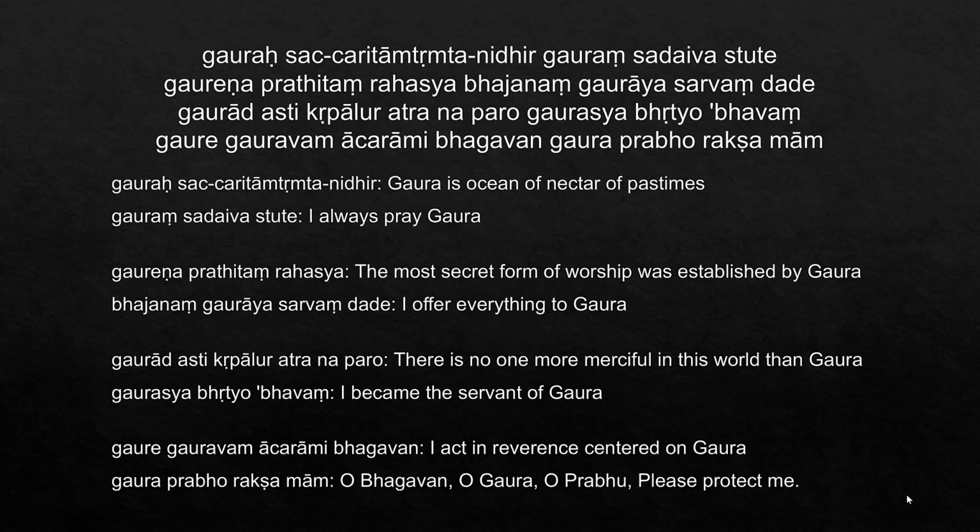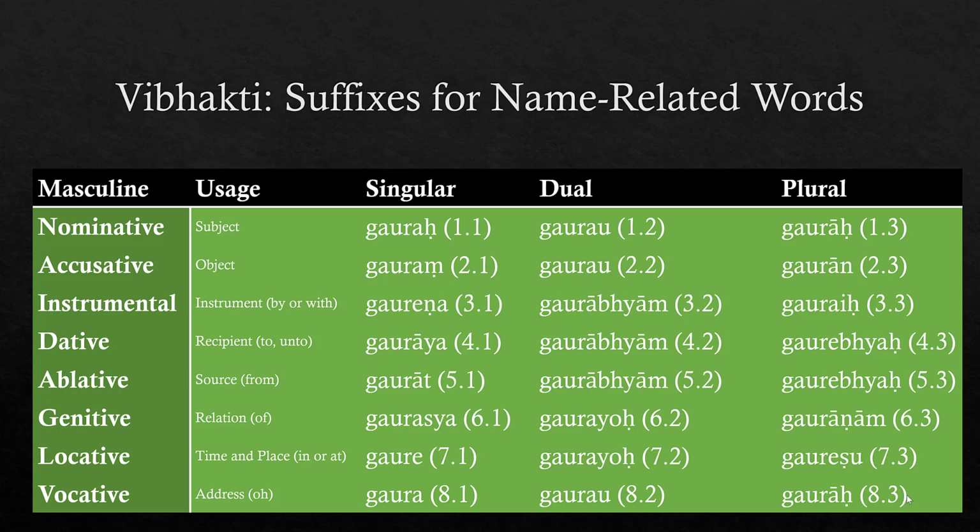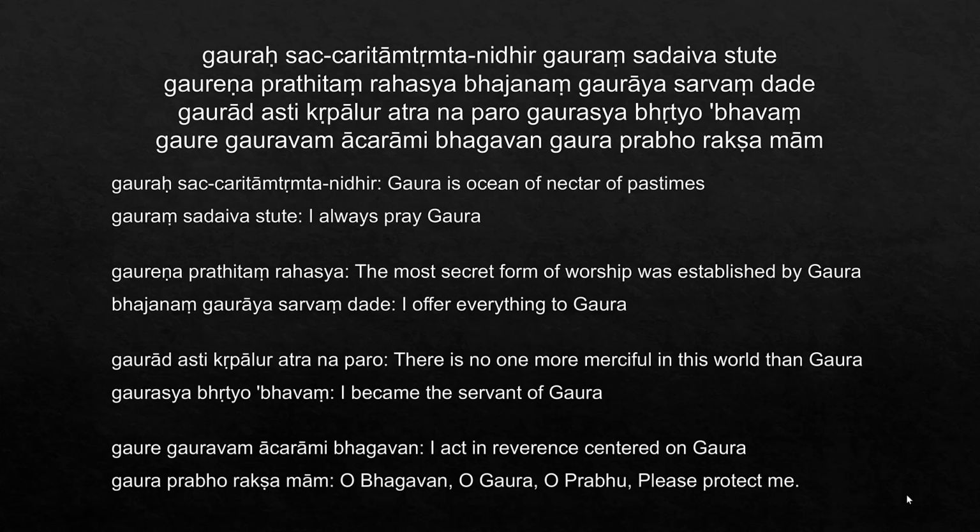Next one, Gauradasti kripalur atranaparo. There is no one more merciful in this world than Gaura, or from Gaura. So from Gaura you have the fifth line, Gaurat, and that is why I say Gaurat. By the way, it says Gaurad, D there instead of T. That is because of the Sandhi rule, T becomes D. We read this earlier.